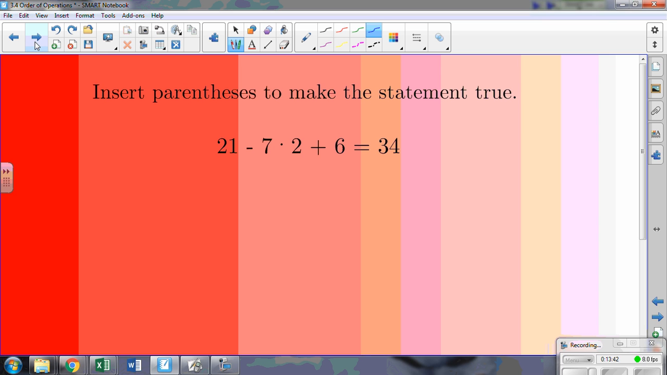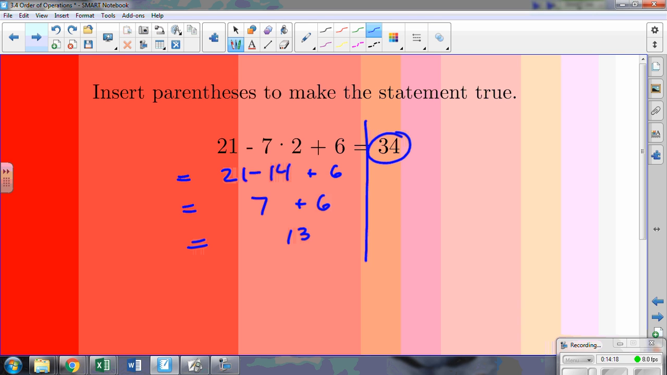Here is one that demonstrates a higher level of understanding. Right now, the stuff written here is wrong. And I'm going to rush through this fairly quickly. If we followed the order of operations, 7 times 2 would give us 14. Then 21 subtract 14 would give us 7. 7 plus 6 equals 13. The way it's written, all the stuff on the left actually is 13, and 13 is not the number 34 that this thing says.